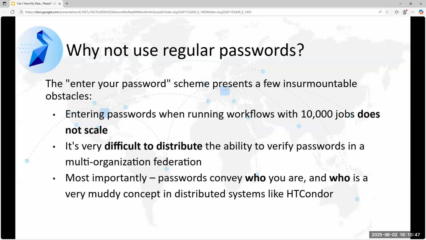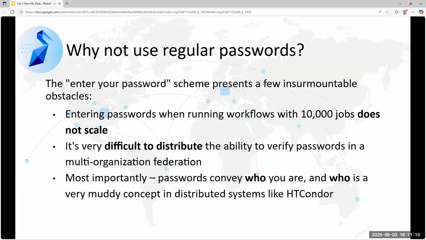So why not just use regular passwords? What's the problem here? Well, the first problem is you could imagine a user coming and placing 10,000 jobs. Now, at this point, they have kind of two options that are equally bad. The first is they put their password in plain text on the disk, and they use that to automate authentication with all of these different jobs going out. We don't want people doing that. The second is that they enter their password 10,000 times, which we also don't want them doing.